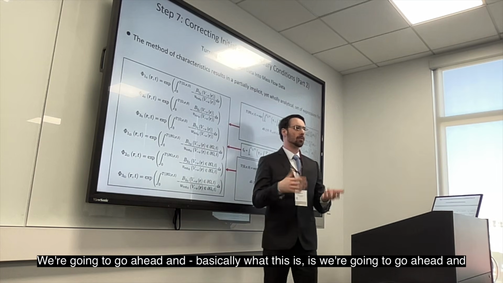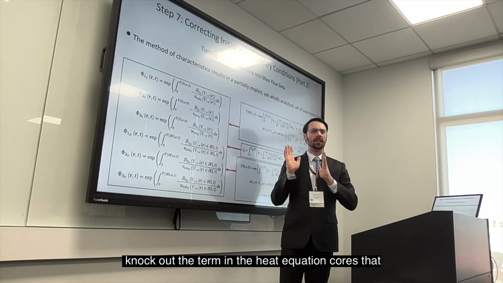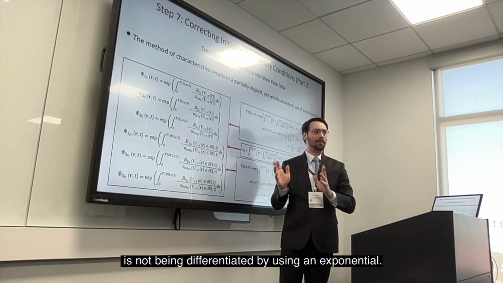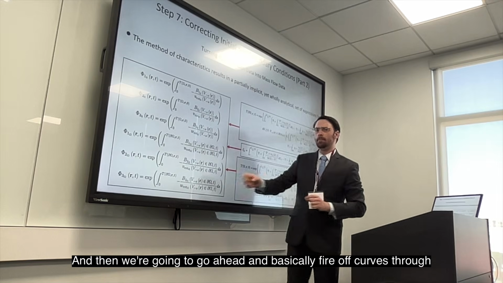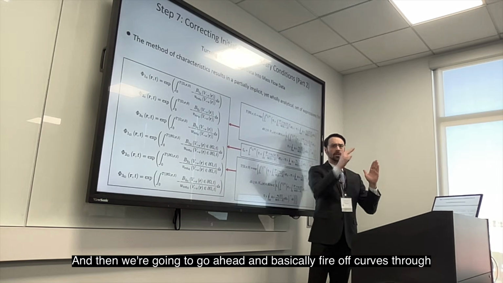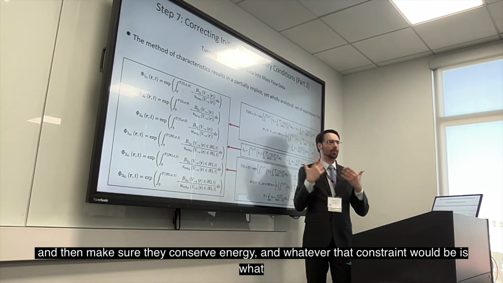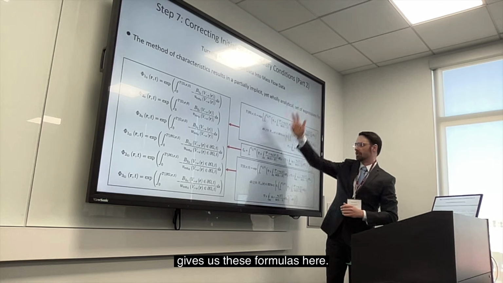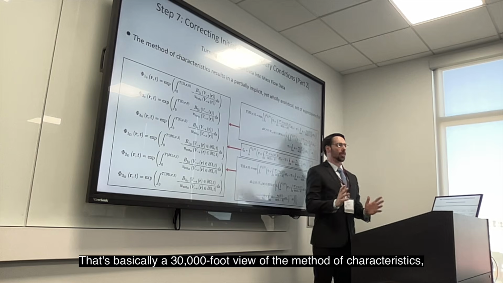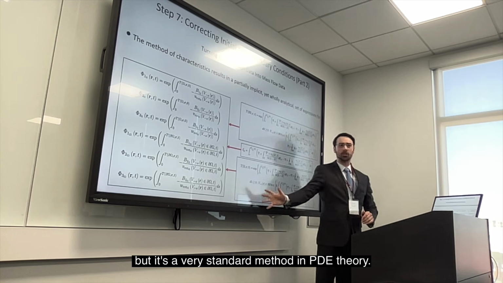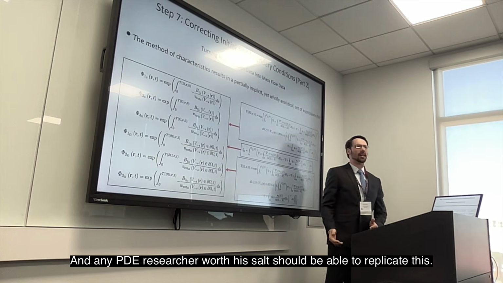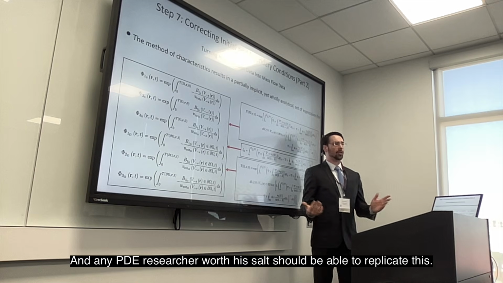Basically what this is, we're going to knock out the term in the heat equation cores that is not being differentiated by using an exponential. And then we're going to fire off curves through the domain and watch how they hit the other side of the domain and then make sure they conserve energy, and whatever that constraint would be is what gives us these formulas here. That's basically a 30,000 foot view of method of characteristics, but it's a very standard method in PDE theory, and any PDE researcher worth its salt should be able to replicate this.